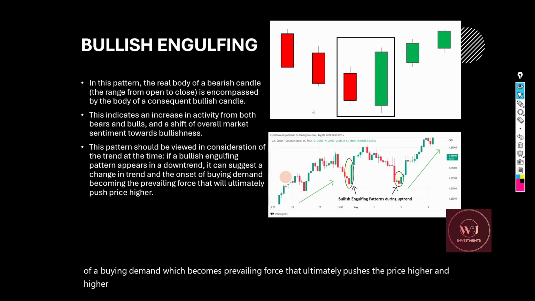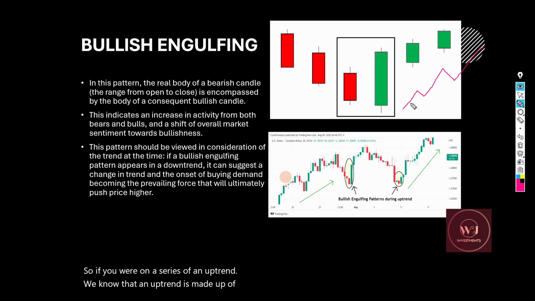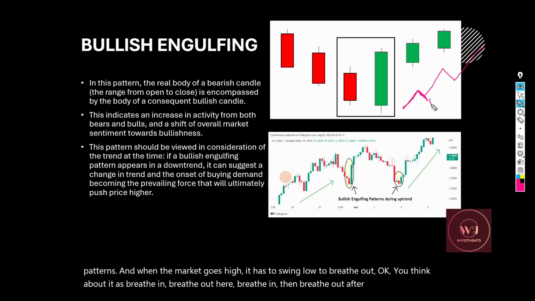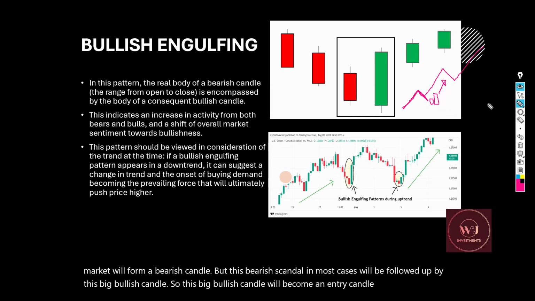so where do we normally find these bullish engulfings? Okay, if you are on a series of an uptrend, we know that an uptrend is made up of lower high and then higher high, higher low patterns. And when the market goes high, it has to swing low to breathe out. Okay, you think about it as breathe in, breathe out. Here, breathe in, then breathe out. After breathing out, the market will form a bearish candle, but this bearish candle in most cases will be followed up by this big bullish candle. So this big bullish candle will become an entry candle for us to continue within the market trend.